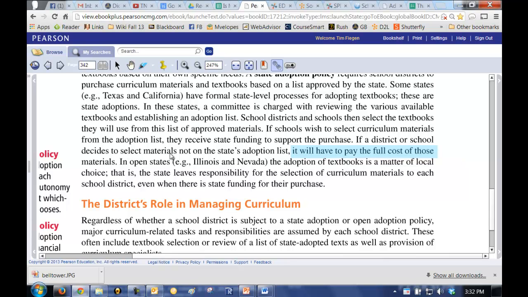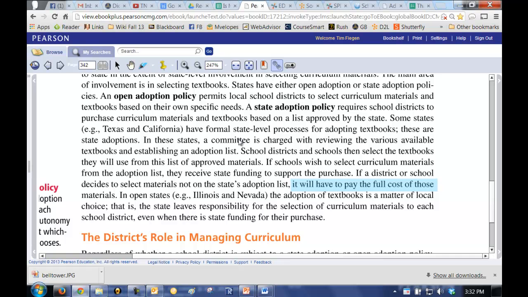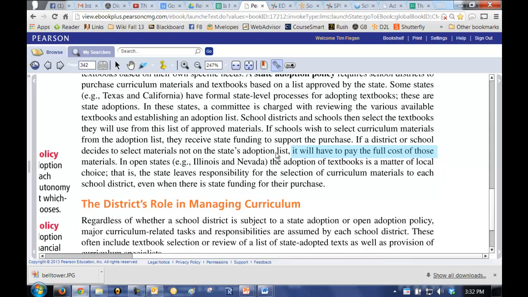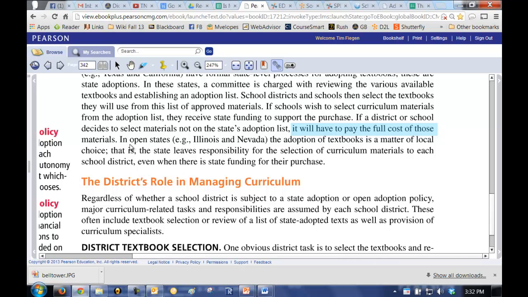Generally, if a district or school decides to select materials not in the state list, it'll pay the full cost of those. If they adopt one off of there, the state picks it up. So, of course, with that, there isn't any district anywhere that's going to pick their own when they have to pay for them. Ultimately, though, we talk about paying for them. Who's paying for them? It's still the same people. It's the taxpayers. The districts don't have any way of generating income. It's you and me. So regardless if the school pays for them or the state, it's still coming out of somebody's pocket. In open states, it's a matter of local choice, and that's how they do.